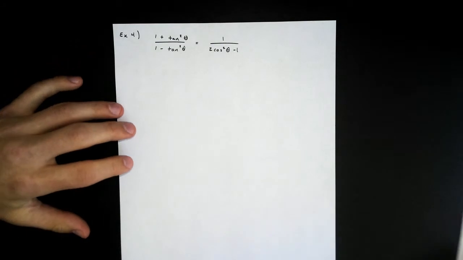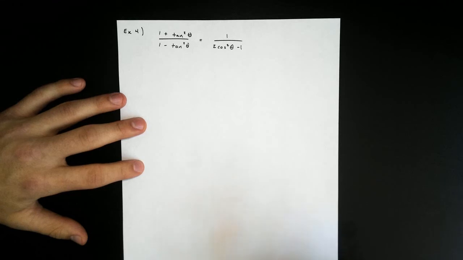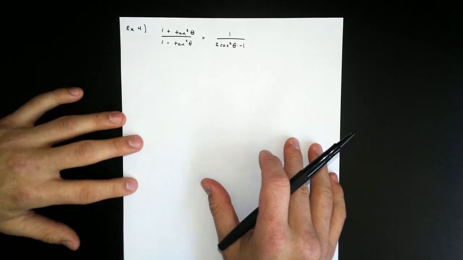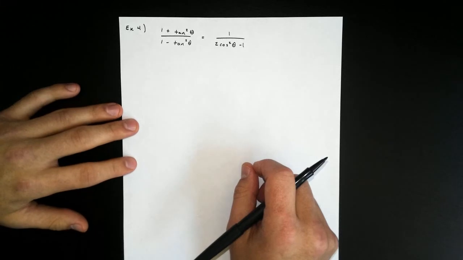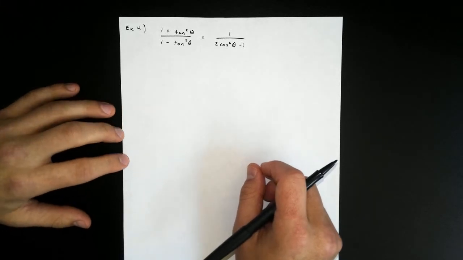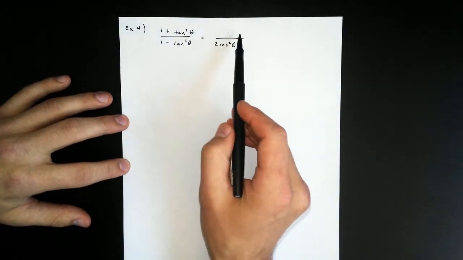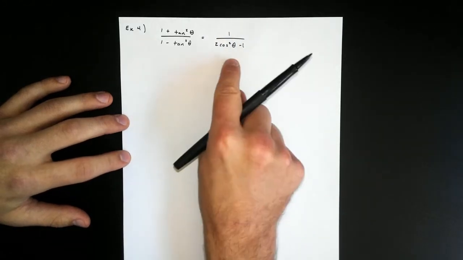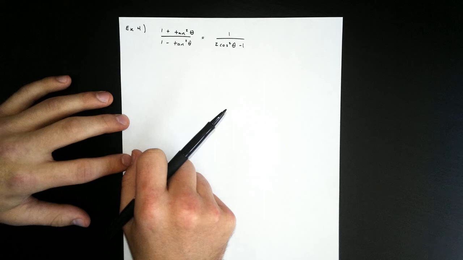Okay, let's do one more. So here we have 1 plus tangent squared divided by 1 minus tangent squared, and that's equal to 1 over 2 cosine squared minus 1. Now, both sides have fractions in them, and maybe both seem a little bit complicated, but when we're debating between the sides, my right-hand side is already in terms of cosine. So I think that's the side that is simpler. So I'm going to keep that one the same, and I'm going to work with the left-hand side.